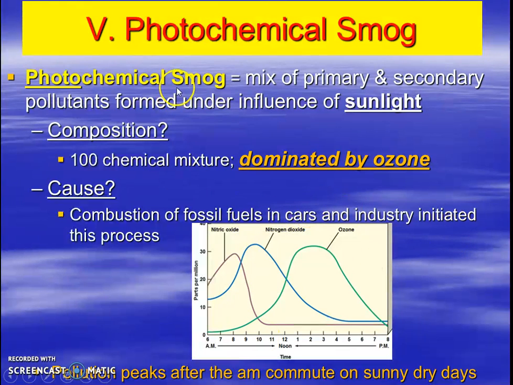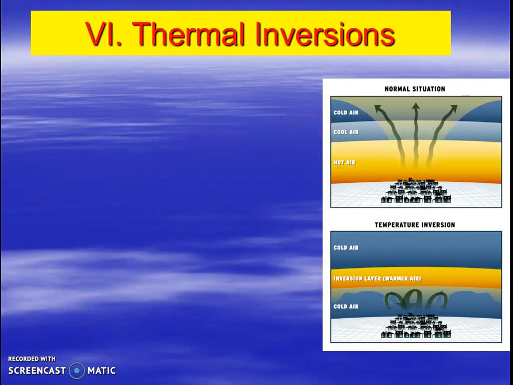But the interesting thing is, since it's photochemical smog, sunlight, when does this smog peak? Well, it's going to peak right after the AM, during commute times, and on dry, sunny days. Because if it rains, some of these things will fall out of the sky with the rain. And in the AM, there's so many cars polluting, and there's the sun, and they're going to all form that photochemical smog.